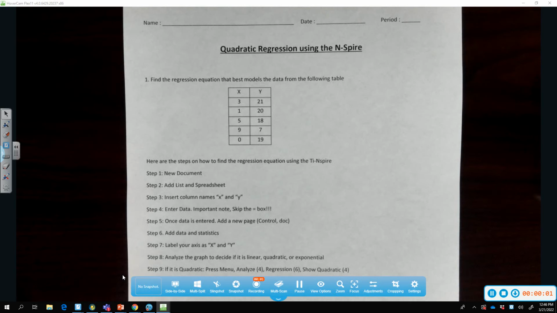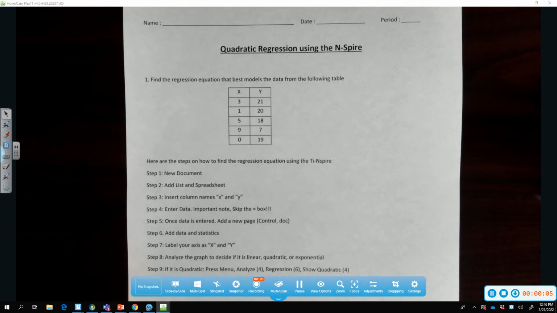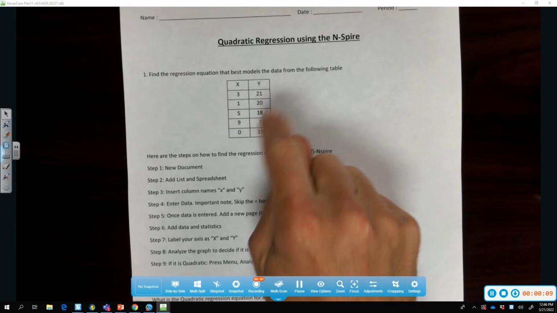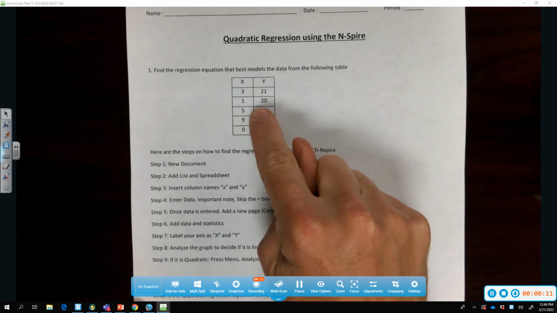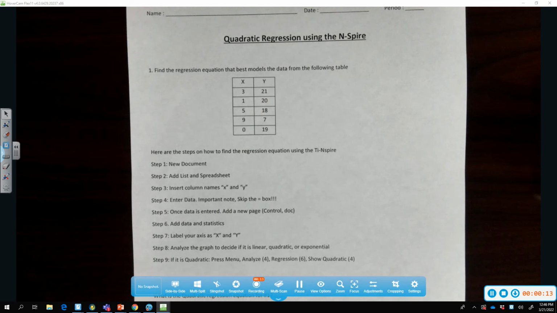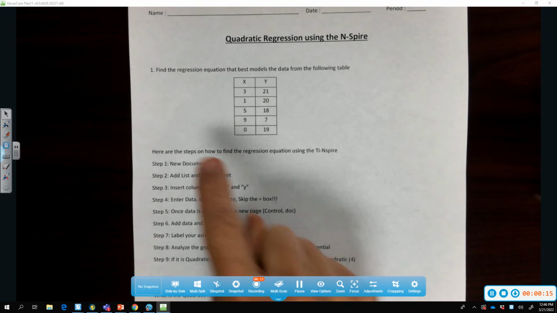Alright guys, what we're looking at today is quadratic regression using our Inspire calculator. Number one says find the regression equation that best models the data from the following table. So here's our table. Now we're going to open up our Inspire and insert this table using these steps right here.